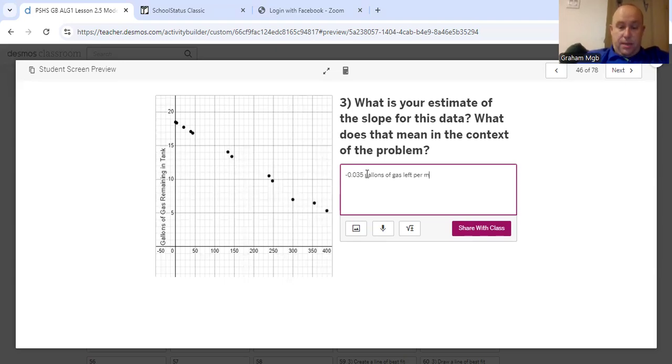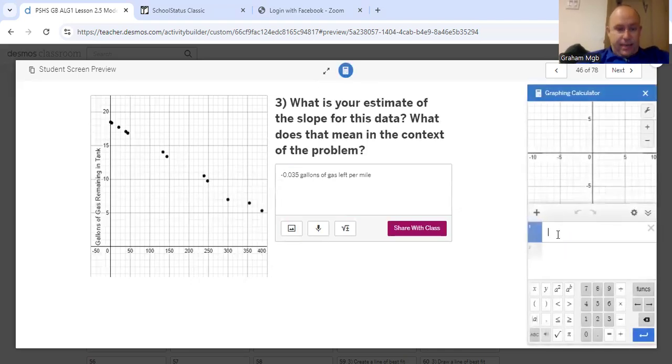And this is per mile. So every mile that I travel, that's how much less gas I have in. Now, you might think that's a small number, but that's good. You wouldn't want it to lose a gallon for every mile you traveled, or else you'd be filling up very frequently indeed.